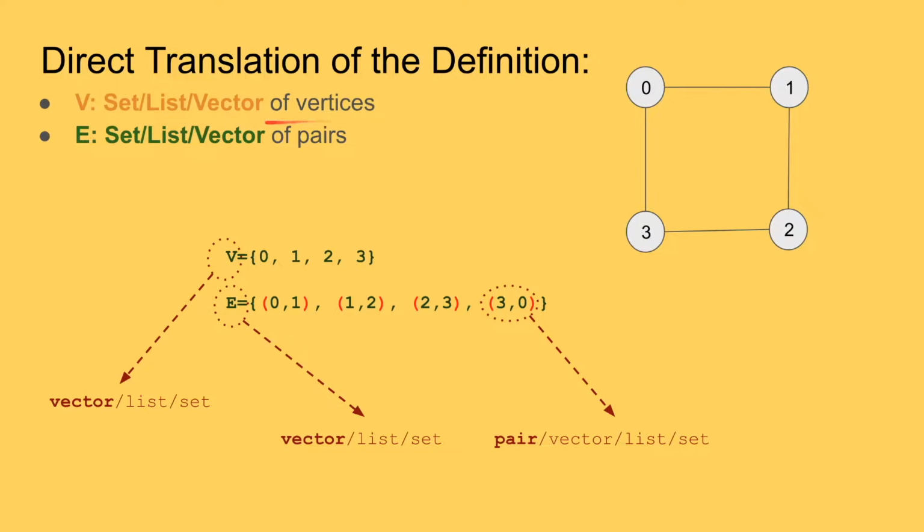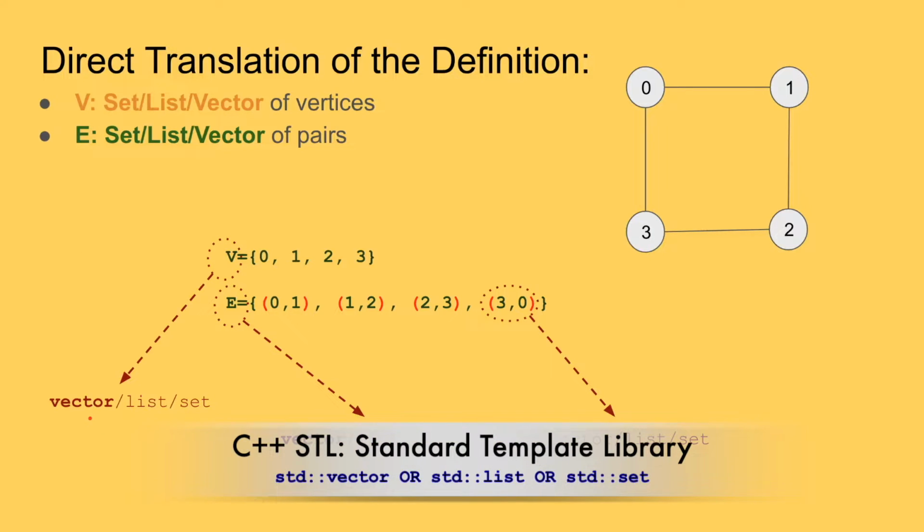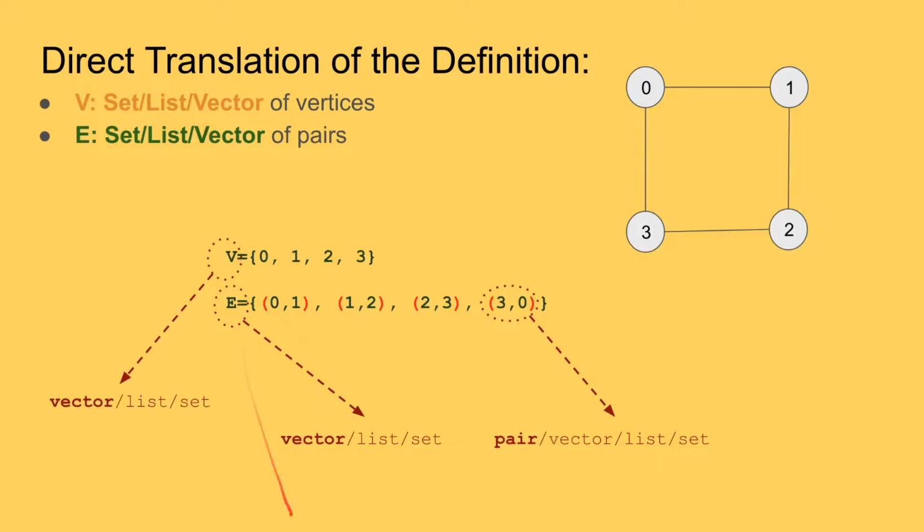Now, in order to represent a set, which is a collection of items in C++, you can use STL's standard template libraries vector or linked list or set to represent V. For E, you could represent again a set using a vector, a list, or a set. And then for each pair inside E, you can use std pair or a vector of size 2 or a list of size 2 or a set of size 2. So these are all the options that we have.